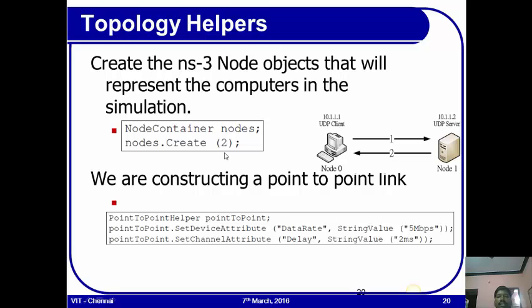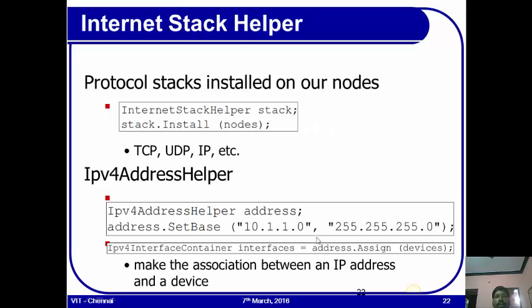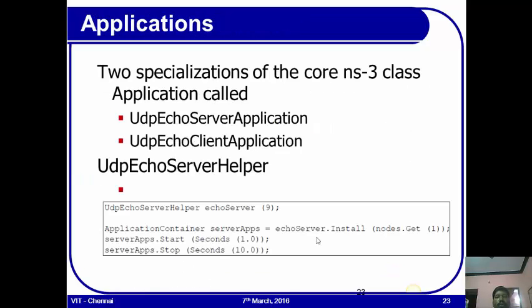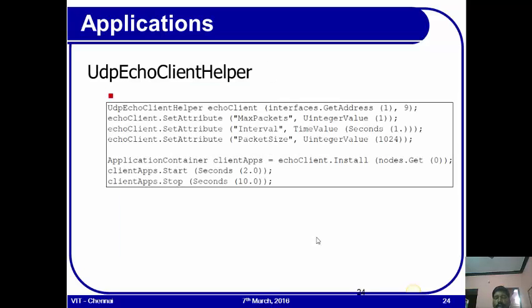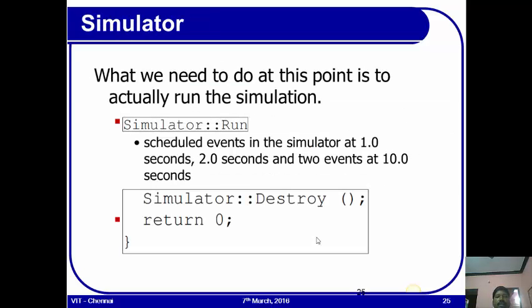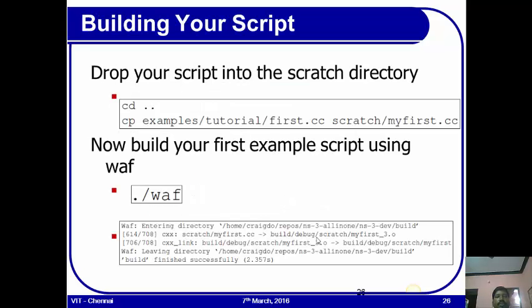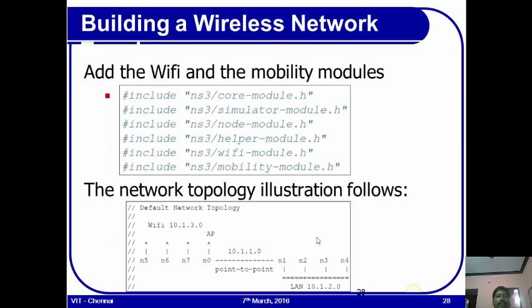10.1.1.1 is for a client, 10.1.1.2 is for a server. The point-to-point link, the data rate, the delay, how to install, how to create an internet stack, how to create an application for the client, UDP client and UDP server, how to run the simulation, when to start, when to stop. This is how you build that application and how to run.